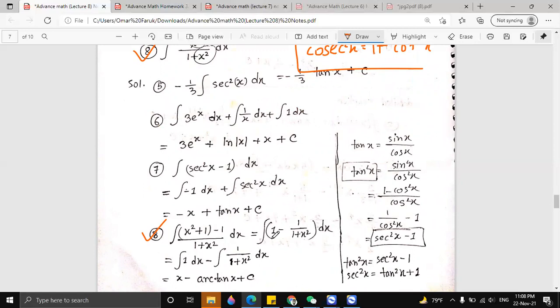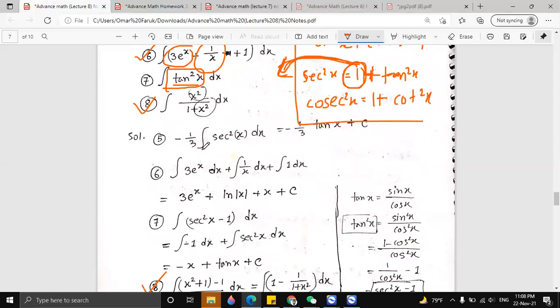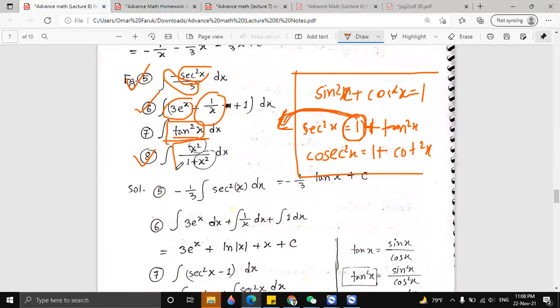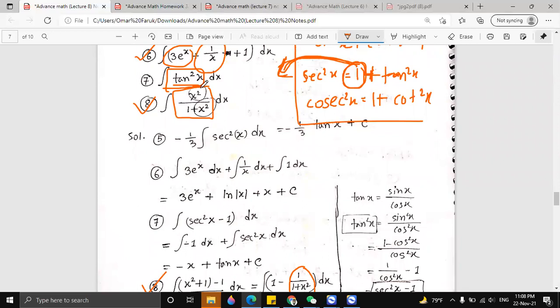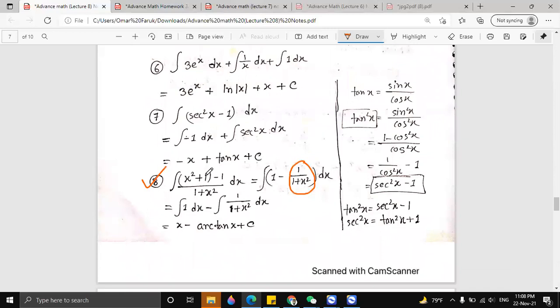Okay, let me research a little bit. So we don't know any formula, right? We don't know any formula for x square by 1 plus x square. But we know the formula for 1 by 1 plus x square, right? So this x square is like extra. So somehow we have to remove this x square and we have to take 1 here, right? So that's why we are implementing some trick here.